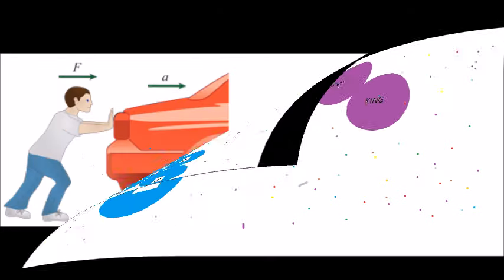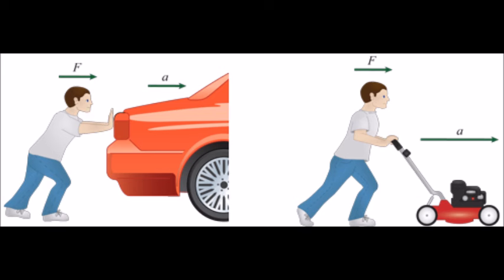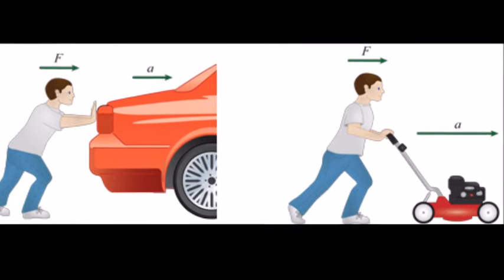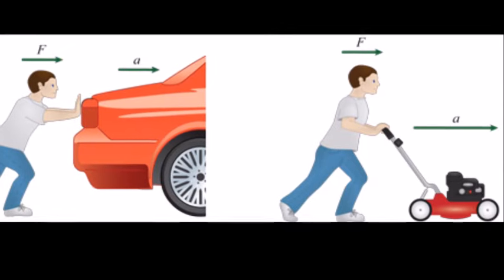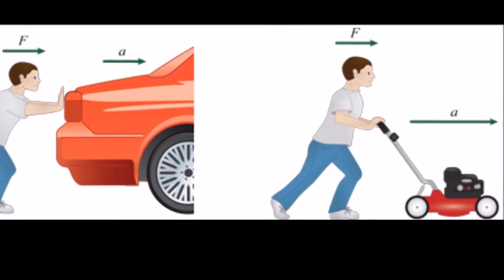Here's one last example of Newton's second law. If you and your friend are having a race to see who will push the item the fastest, and you have a small lawnmower and your friend has a car, who do you think will win? Obviously you, because the lawnmower weighs less than the car, which means you don't have to push with more force than the person pushing the car.